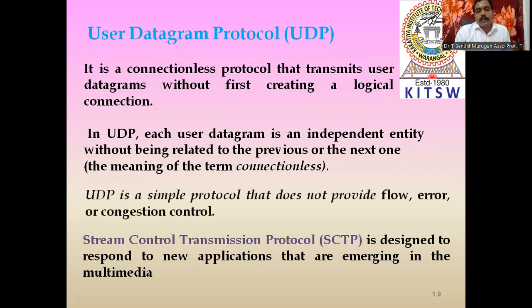UDP is the simple protocol that does not provide flow control, error control, and congestion control. TCP provides connection-oriented service. It has flow control, error control, and congestion control. But UDP is a connectionless protocol. That's why it does not provide flow control, error control, and congestion control.